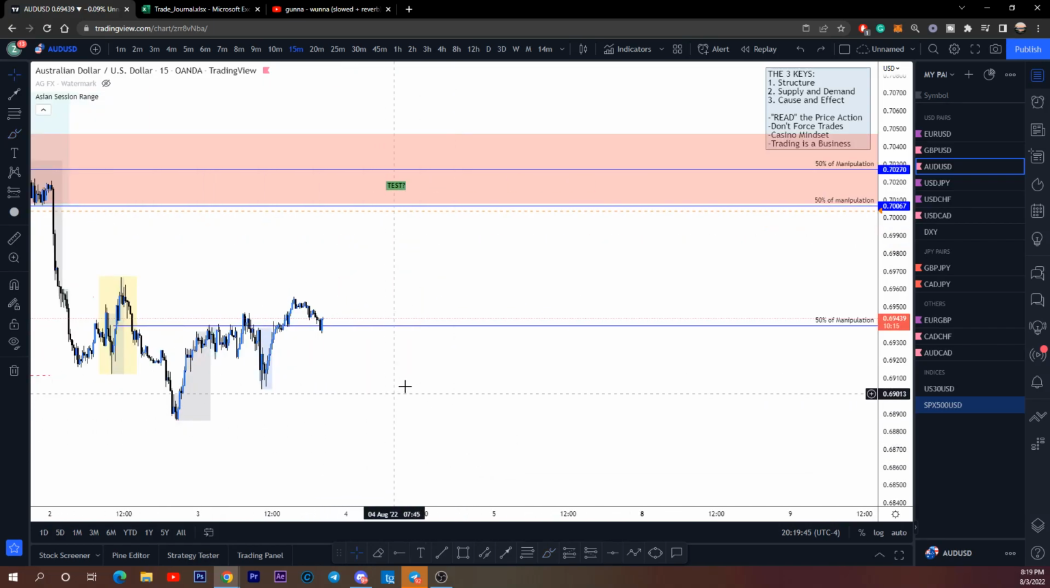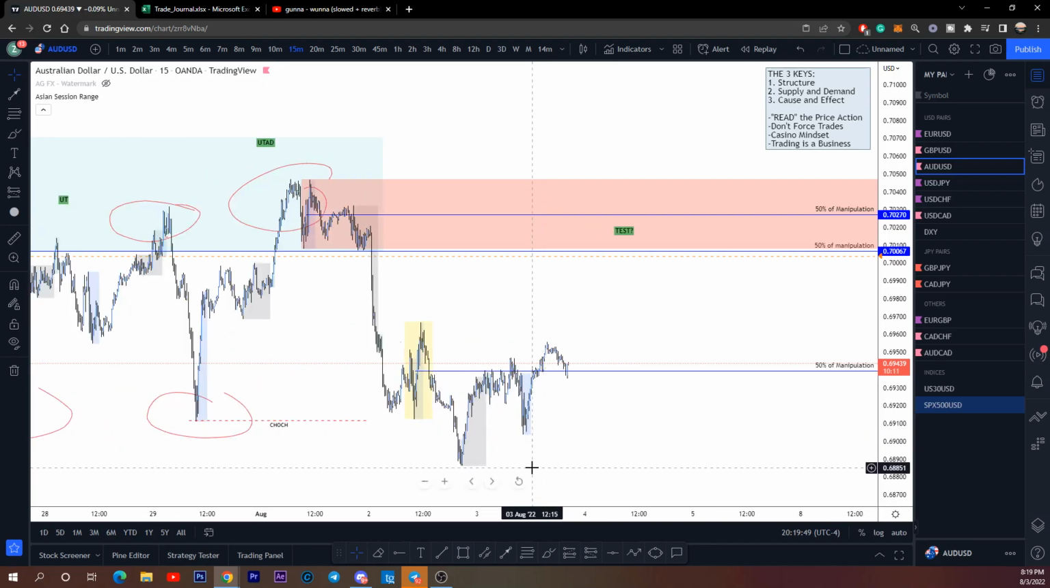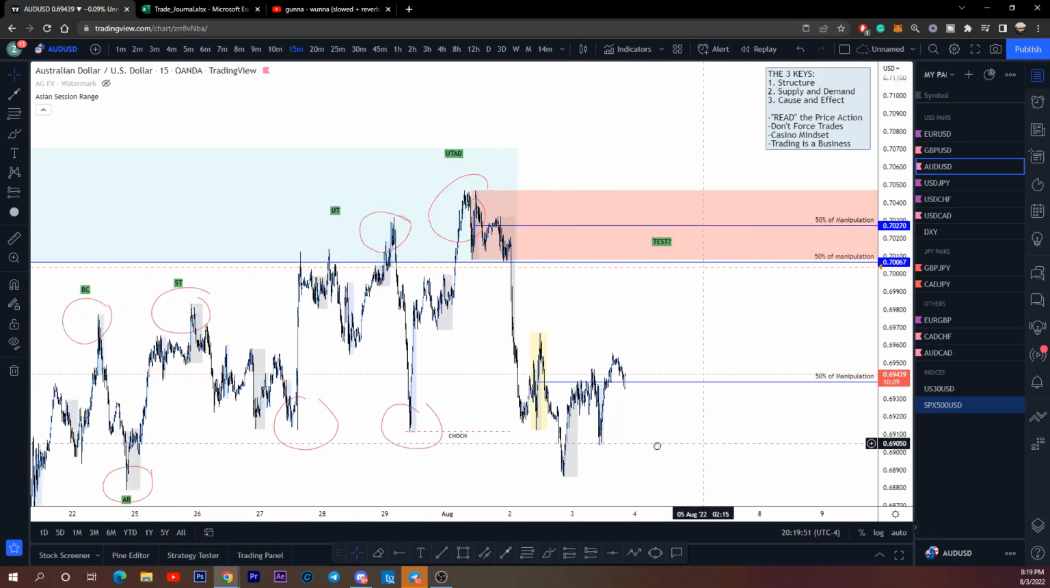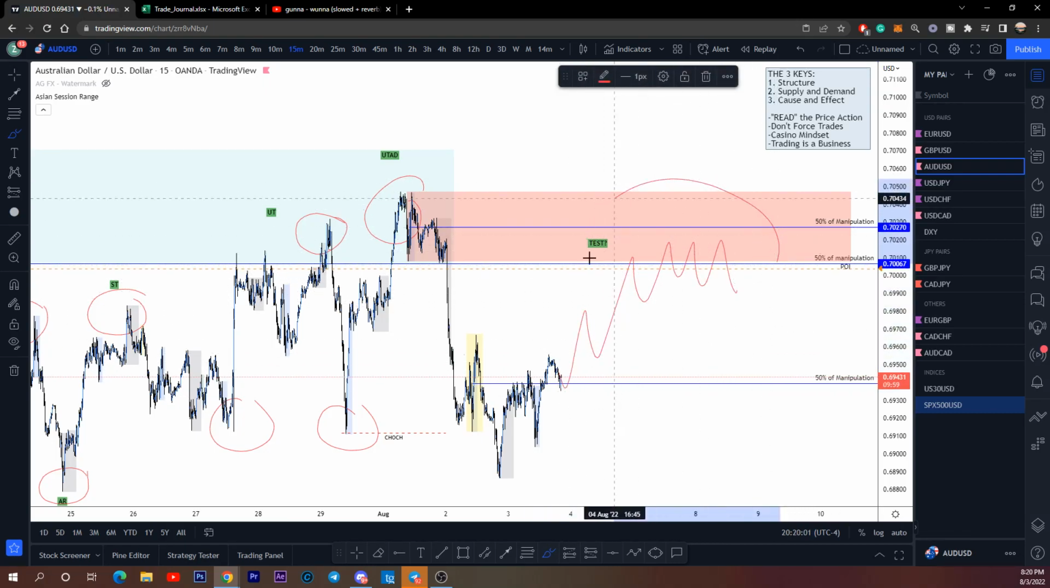So now what do we need to do? Now we need our cause and effect. We need to validate that the market wants to sell from these areas. So the market has failed to sell from here. Now what do we need to do? Now we want to wait to see if the market will validate sales from here, and then we can take sales from here and continue to the downside.